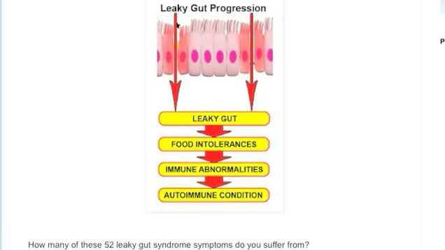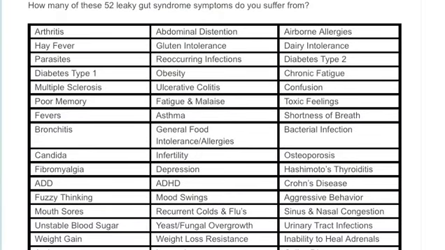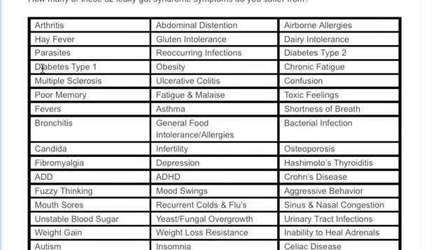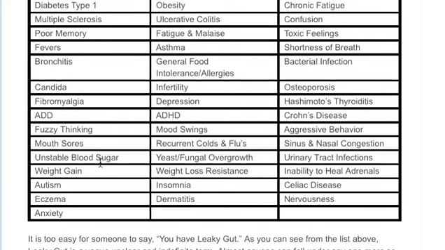Now that we understand that, let's move on and look at some symptoms. Okay, 52 leaky gut symptoms that you may suffer from: arthritis, hay fever, psoriasis, diabetes, multiple sclerosis, poor memory, fevers, fibromyalgia, fuzzy thinking. Okay, look at this: mouth sores. Remember when I first started talking, I said we were going to talk about how different symptoms can be confused, and we were going to parallel these to herpes. Now, you also want to see autism, eczema, anxiety down here on the bottom.